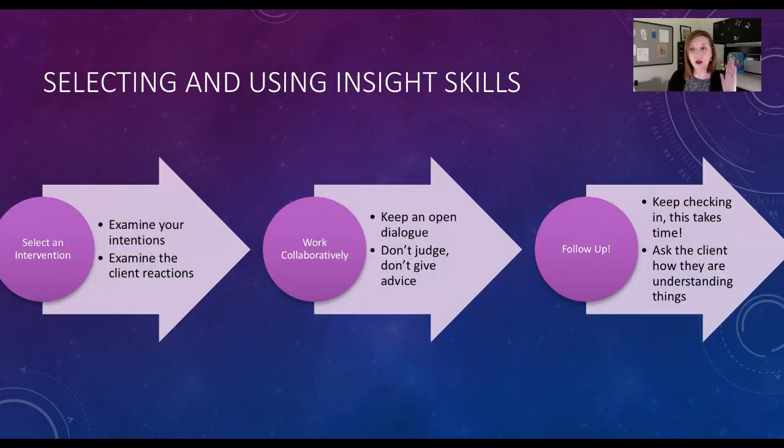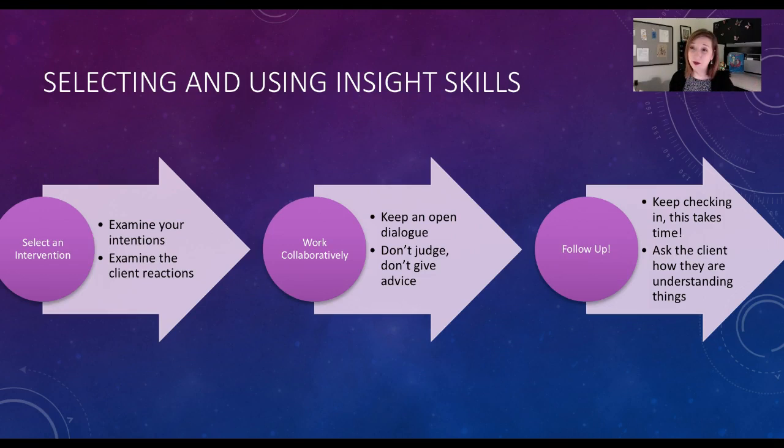So these are the different steps for choosing, implementing, and maintaining insight skills in this stage. First, you're selecting an intervention, and you're doing that by examining your intentions, your awareness of the client, and you might try something and see how it goes, examining the client's reactions. But first, you choose some skills, you try them out, you see how it goes.